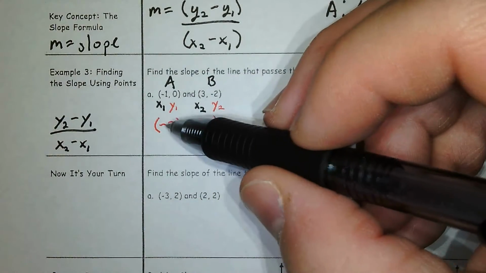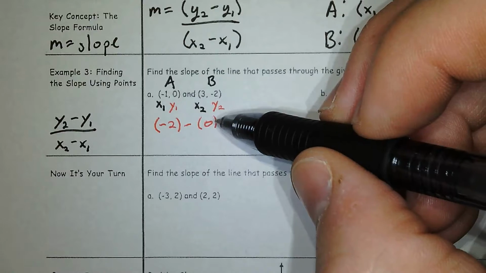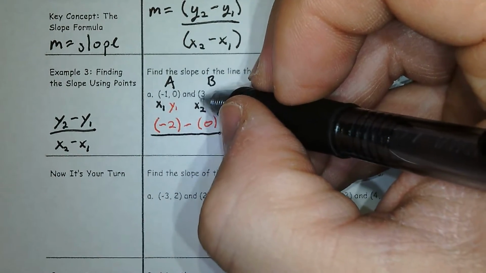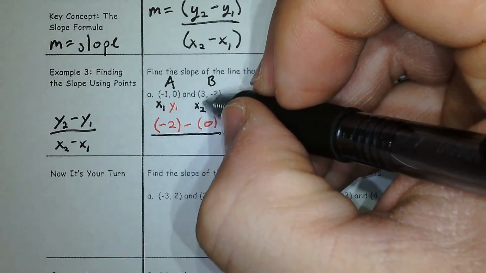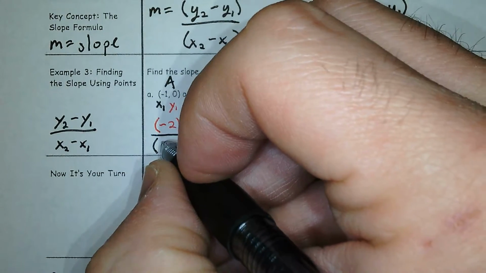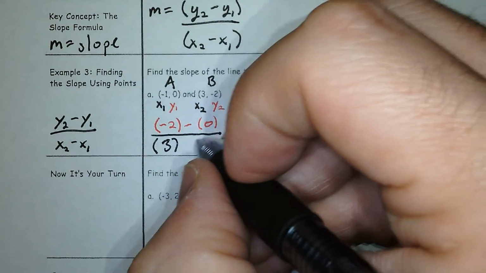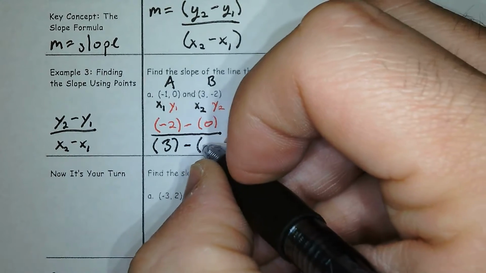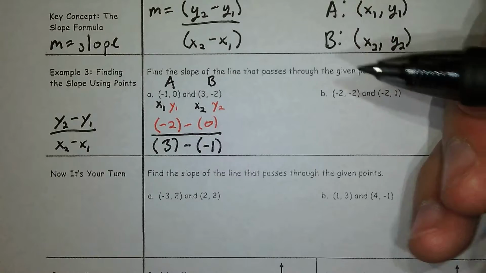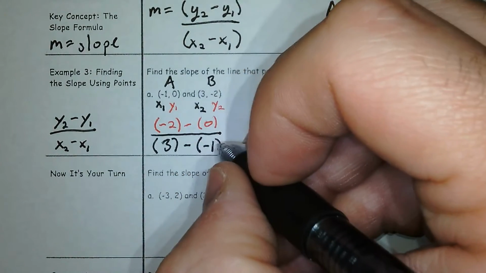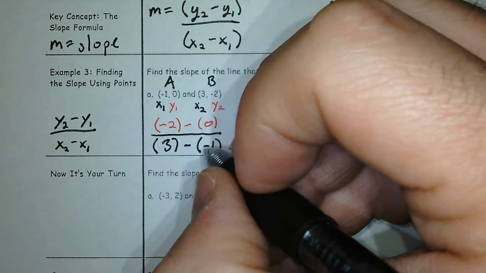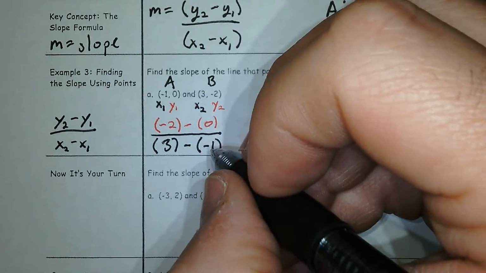And we recognize this is -2 minus 0. That's going to be divided by the difference in the x values. So I'm going to take my second x value, the 3, and subtract the first x value. Again, put them in parentheses. So we're going to have 3 minus -1. I put them in parentheses because it's not 3 minus 1, it's 3 minus negative 1. That's why you have to put them in parentheses.